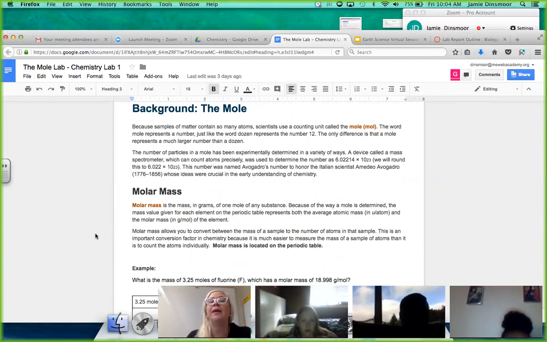Because samples of matter contain so many atoms, scientists use a counting unit called the mole, which is abbreviated MOL, even though it's only MOLE. The word mole represents a number, just like the word dozen represents the number 12. The only difference is that a mole represents a much larger number than a dozen. The number of particles in a mole has been experimentally determined in a variety of ways. A device called a mass spectrometer, which can count atoms precisely, was used to determine the number as 6.02214 times 10 to the 23. We will round this to 6.022 times 10 to the 23rd.